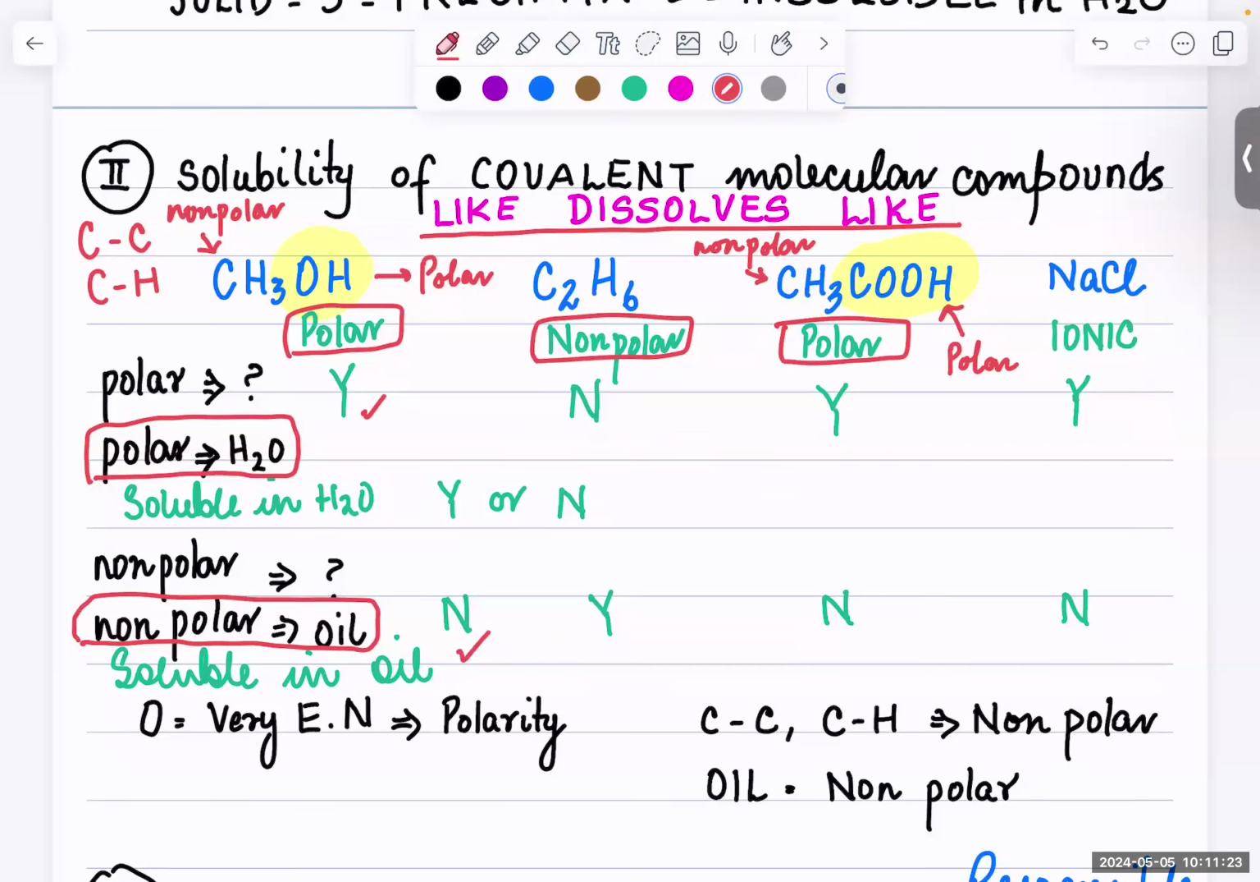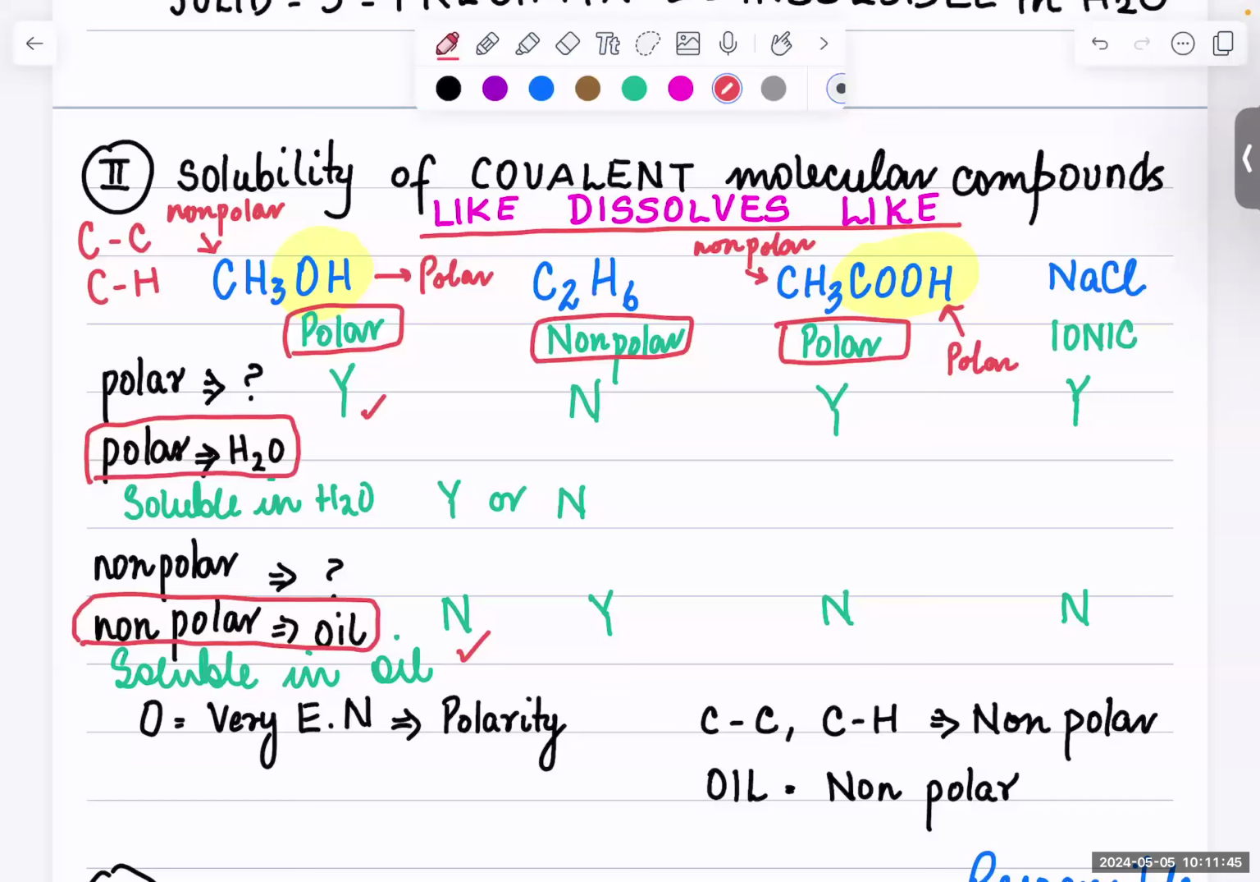Next is C2H6. Remember, anytime you have lots of carbon-hydrogen bonds, and no oxygen, no nitrogen, no fluorine, chlorine, bromine, those are electronegative elements. That means in this molecule, all the CH bonds are non-polar. So this is not going to dissolve in water, but it is going to dissolve in oil.